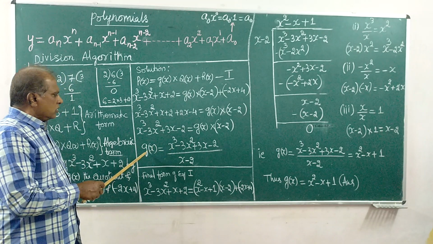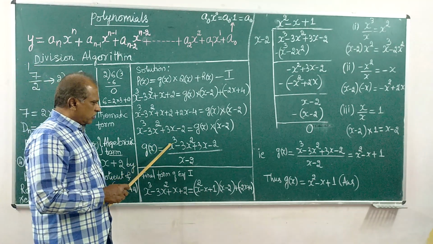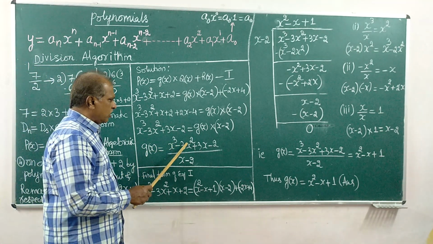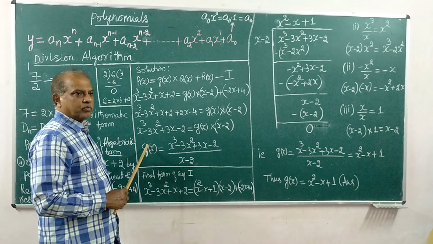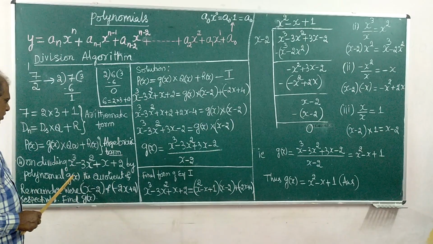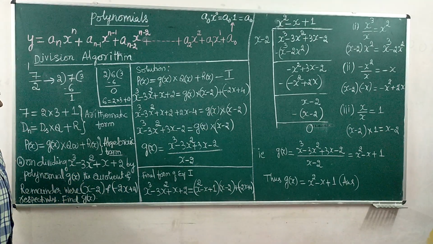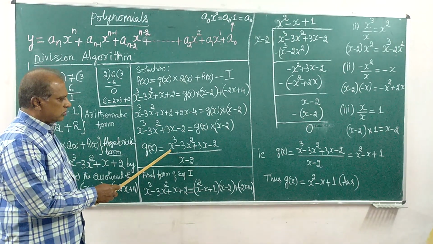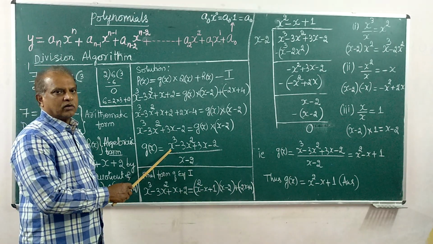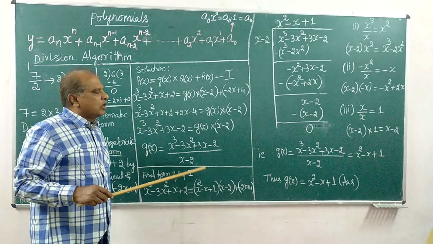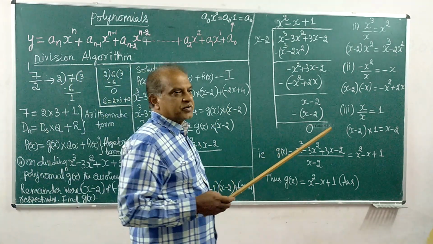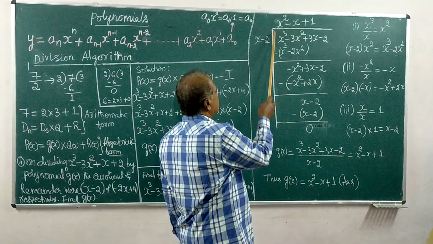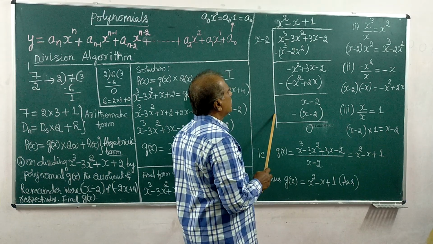Now g(x) is obtained by dividing this polynomial by this polynomial. What is asked? Find g(x). It requires division of algebraic equations. Now we follow the method of algebraic division. This is the method of algebraic division you are following.